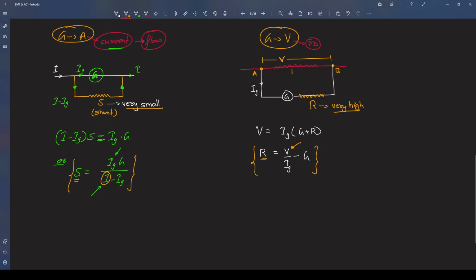Right? Based on this, you have these two expressions, which are used to determine the appropriate value of S and R. S means the shunt, very low resistance. R means the resistance which will be connected in series with the galvanometer, that is very high. Right? So that is about the galvanometer, all the concepts related to galvanometer.